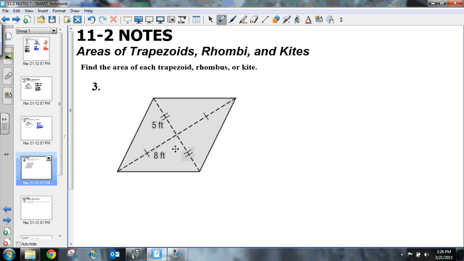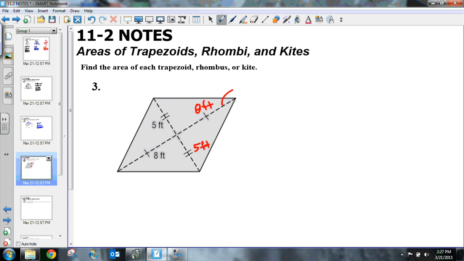Now this one's a rhombus. Okay, all the outside lengths are congruent, but I'm given that this length is 5. So if I know that this length is 5, let me change up my color, I know that this is also going to be 5 feet. If this length is 8 feet, I know that this length is also 8 feet, and I can just kind of tell by the picture.